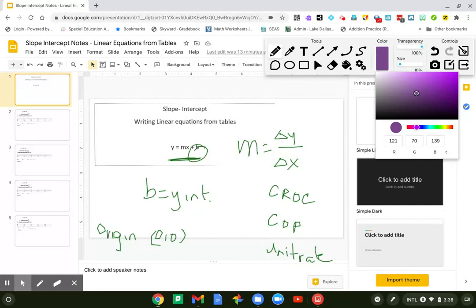If it crosses through 0, 0, it is a proportional line, which means it has a constant of proportionality. If it crosses anywhere else, let's say, for instance, it crosses at 0, 3, that's not the origin. That would be a constant rate of change. And this number, the 3, would be your y-intercept, which is the letter b. Now, it's kind of confusing, but we're going to go through it real quick here.